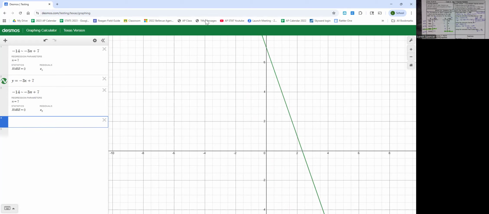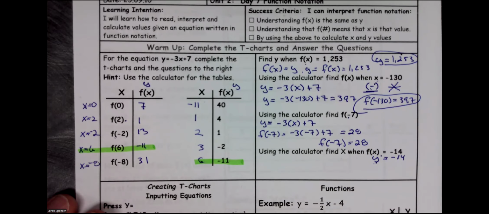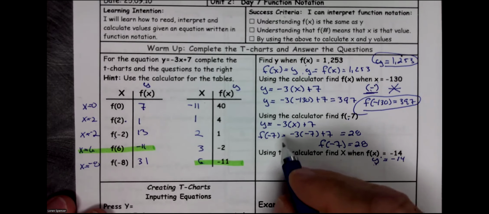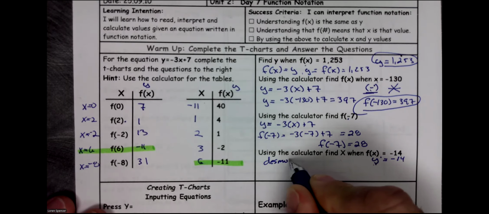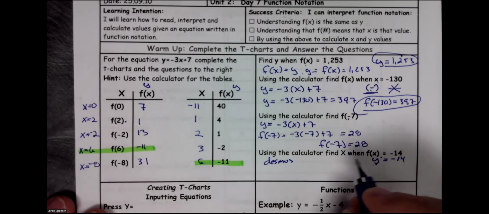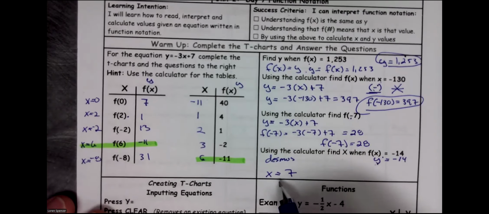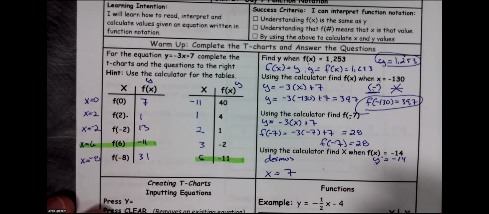All right, stopping the share. And hopefully we're back on the screen. So when y equals negative 14, we end up using Desmos. We end up finding that x equals 7. All right, using Desmos, we find out x equals 7.